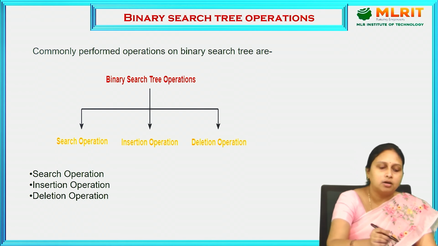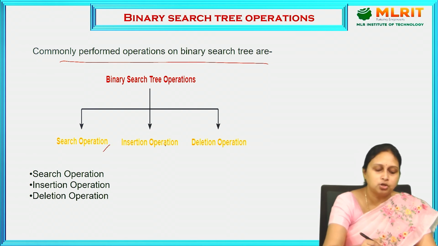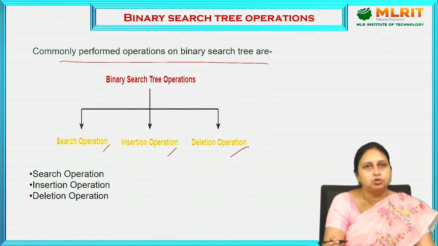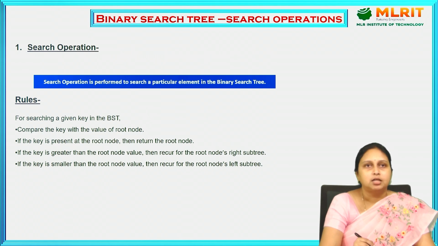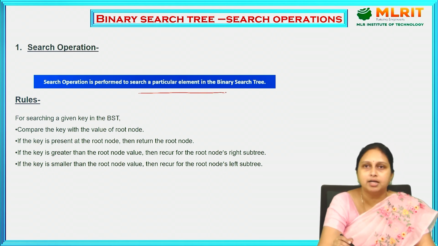Now, the commonly performed operations on binary search trees. What are the different operations we are going to perform on binary search trees? Those are the search operation, insertion operation and deletion operation. These three operations we are going to perform on binary search trees. First, we'll look into the search operation. The search operation is to search for a particular element in the binary search tree.